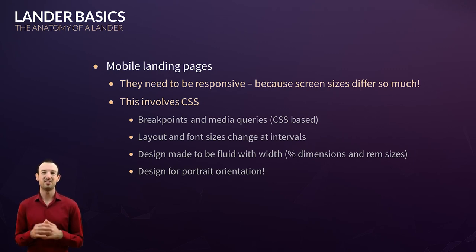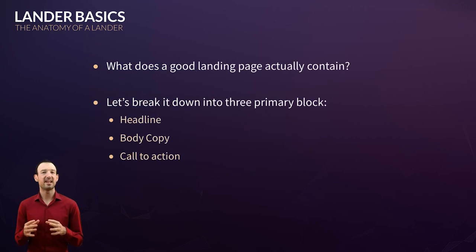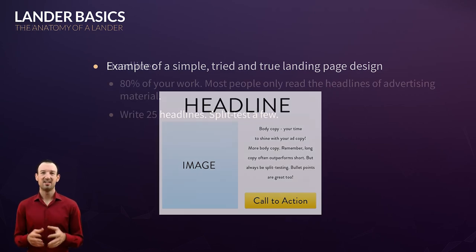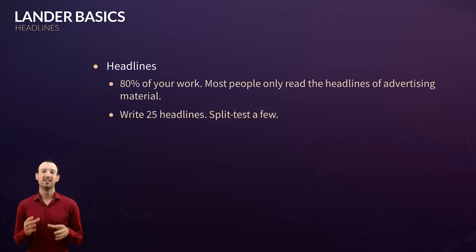Now, okay, onto the anatomy of a lander. I mentioned that we can break things down into three things: headline, body copy, and call to action. Here is an extremely simple example of a basic layout of a landing page. Content aside, you have a basic headline. Now, the headline should be about 80% of your work. Most people only read the headlines of material. When someone's looking at a landing page or skimming through a newspaper, for the most part, the headline is the first thing they read, and if that doesn't catch their attention, you've lost them. So the headlines should take a lot of your time and effort.